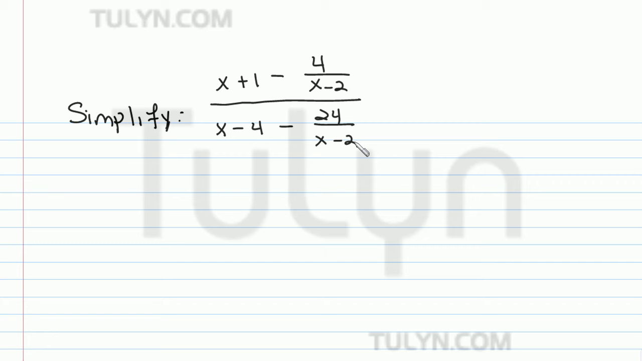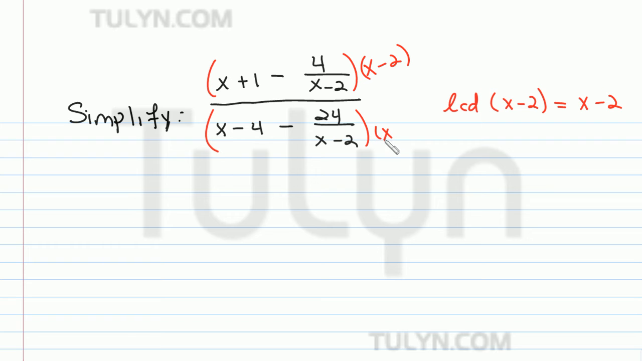So now, the first thing we have to do is to multiply the top and the bottom of the equation by the LCD of all of the denominators. Since the only denominator we're looking at is x minus 2, then the LCD, or the LCM, of x minus 2 is just x minus 2. So we want to multiply the top and the bottom of the equation by the LCD.